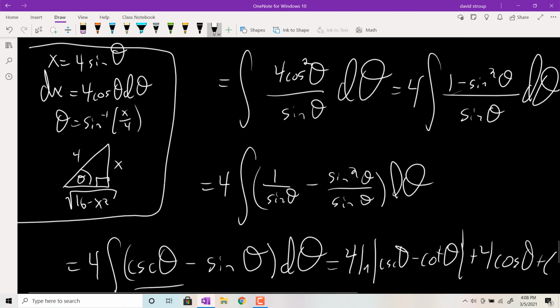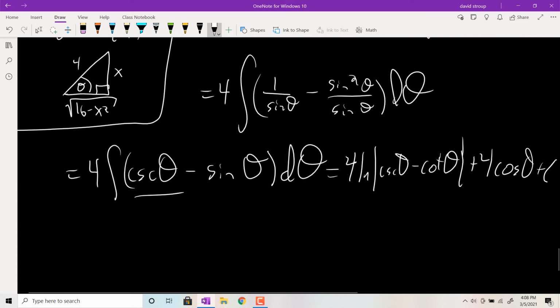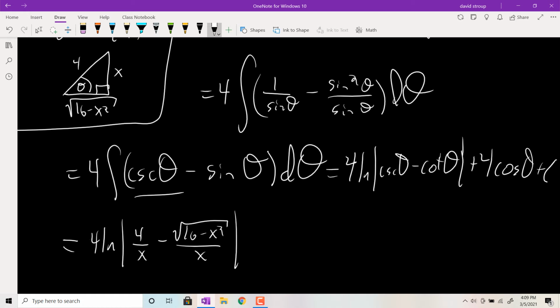The problem is we still haven't used our triangle, and that means we have to use a triangle to get everything back in terms of x, right? So 4 ln absolute value. Cosecant is actually 1 over sine, so it's going to be hypotenuse over opposite, so that'd be 4 over x. And then minus cotangent is adjacent over opposite, so square root of 16 minus x squared over x. And then plus 4 times cosine, which is adjacent over hypotenuse, so square root of 16 minus x squared over 4, plus c.